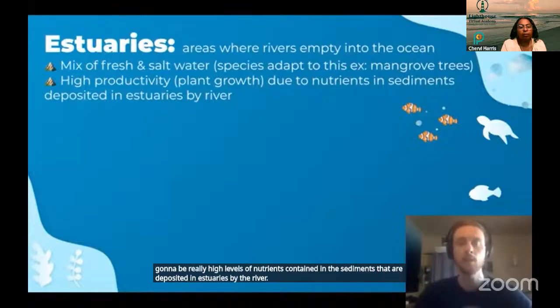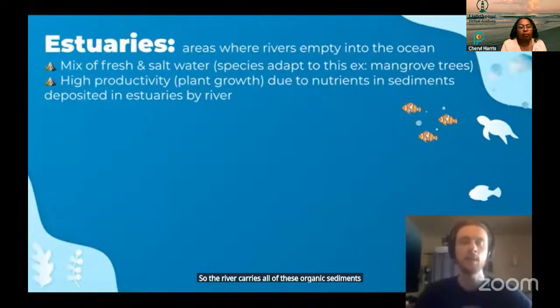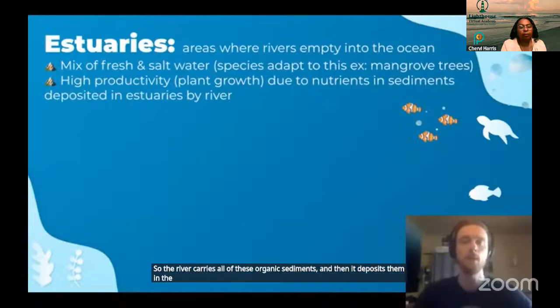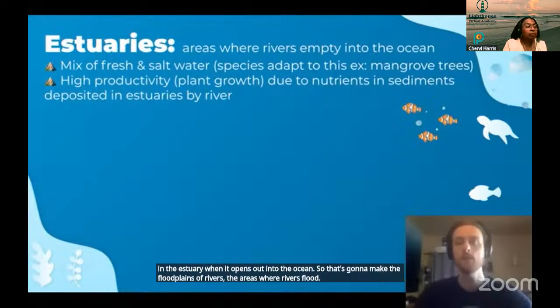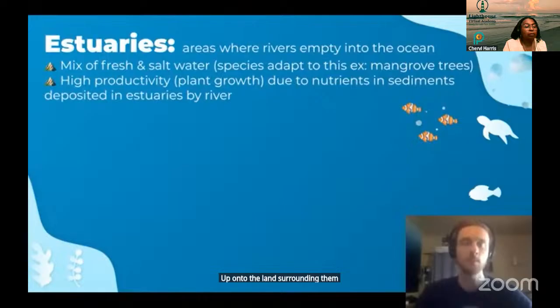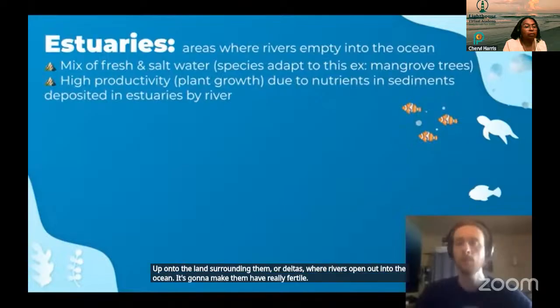So the river carries all of these organic sediments, and then it deposits them in the estuary when it opens out into the ocean. So that's going to make the floodplains of rivers, the areas where rivers flood up onto the land surrounding them, or deltas where rivers open out into the ocean. It's going to make them have really fertile, really productive soil.